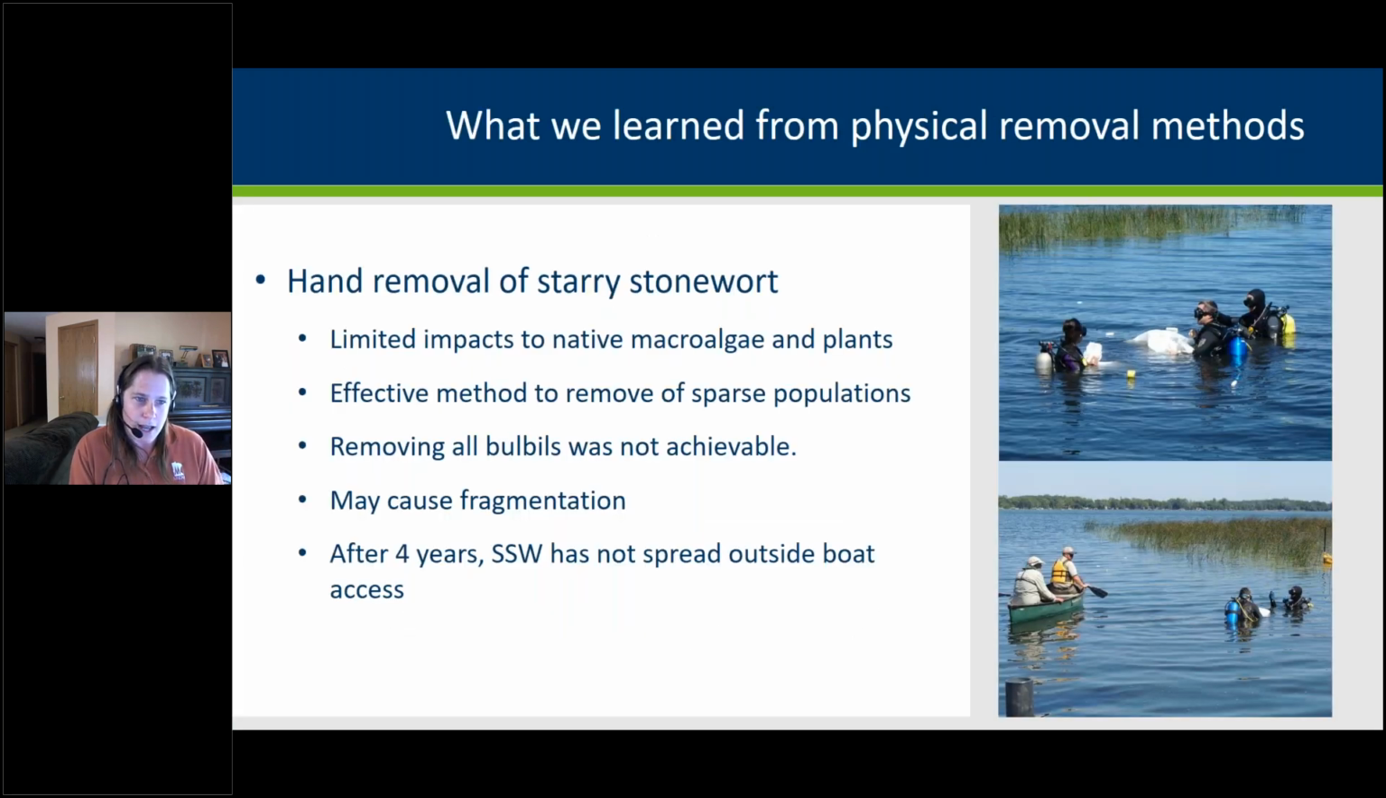What we've learned: little damage to native plants and macroalgae. It's a really good tool for removing sparse populations of starry stonewort. And basically after four years, the starry stonewort has not spread outside the access and it's been contained. So we were really excited to see these types of results. Not all our projects are this successful.